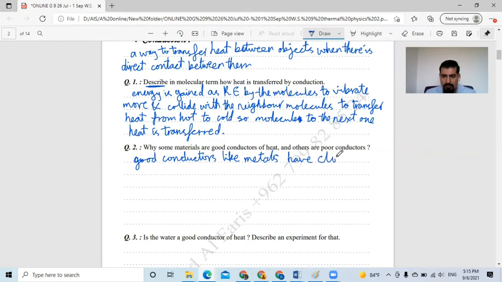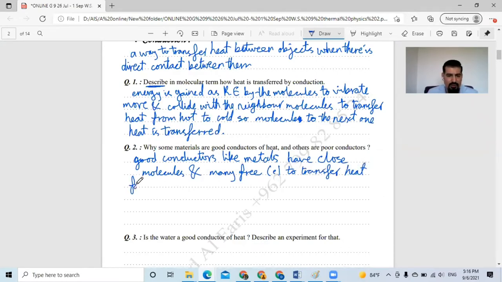Close molecules, and these close molecules, sorry for my handwriting, and many free electrons transfer heat faster than the insulators. Like whom? Like nonmetals.